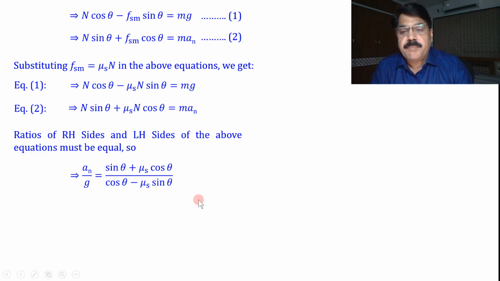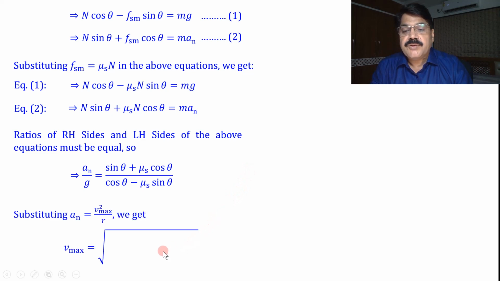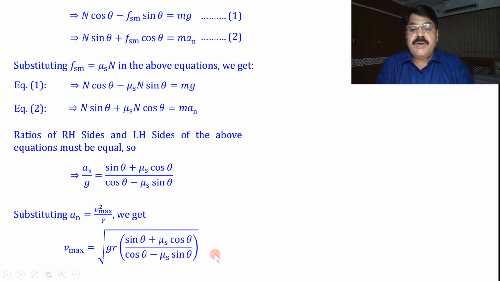Now we have to replace the value of a_n. What is v max square by r? Substituting a_n is equal to v max square by r, we get v max square is equal to r g. This r g will shift here and take square root, so sin theta plus mu_s cos theta upon cos theta minus mu_s sin theta. Very simple expression, but again we can simplify it further.